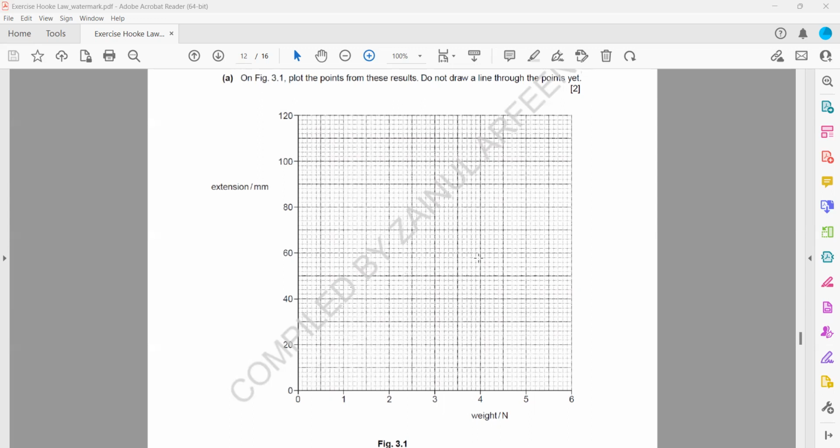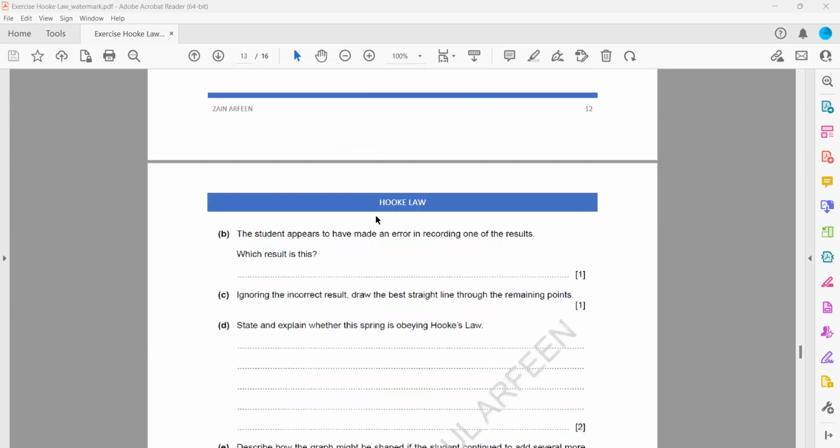If you want to continue the graph, because extension is on the y-axis, we'll continue it diverted: increasing the force, the extension will increase, but not at the same rate. So it starts to appear as a curve. Don't make it exactly vertical, but just a curve deviated towards the y-axis, or extension axis.